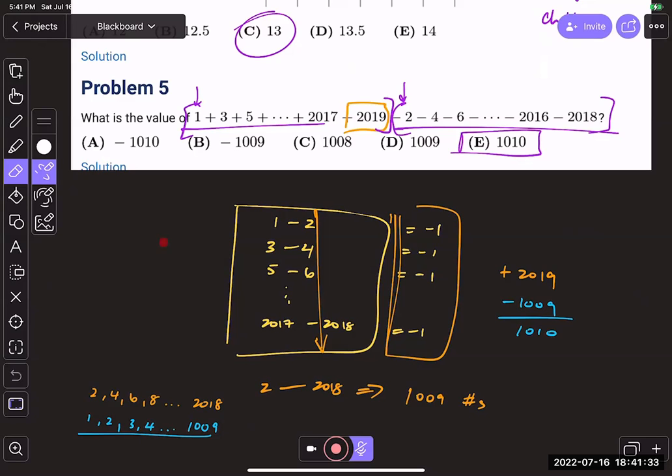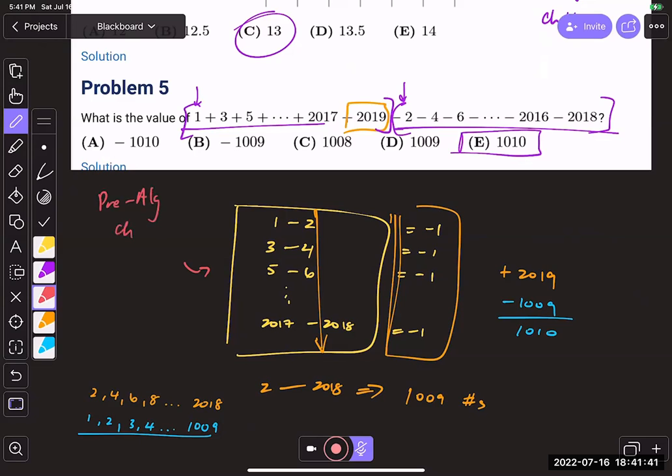This one is the easier method. Again, I would put this under pre-algebra, chapter 15. It's a pattern question, and the pattern is everything adds together to equal -1, and then you just count how many negative ones you have.